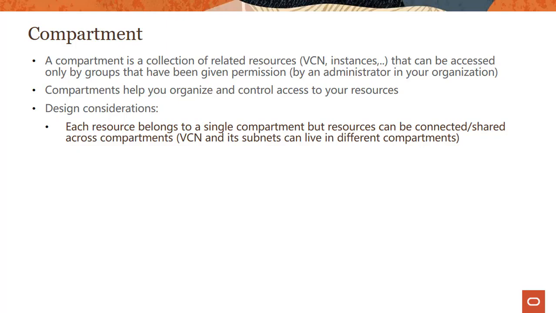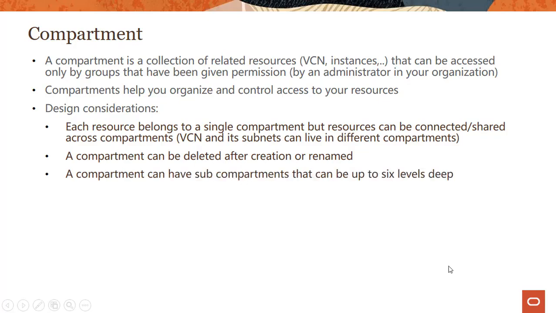As we saw at the beginning of this lecture series, each resource belongs to a single compartment, so you cannot have a resource living in two compartments. It's a logical place where the resource lives. But resources can be connected and shared across compartments. A VCN and the subnet, which is a component of the VCN, can actually live in different compartments. That's completely supported. You can delete a compartment after you create it, or rename it.